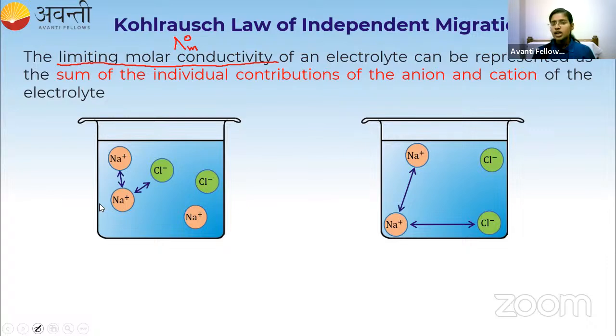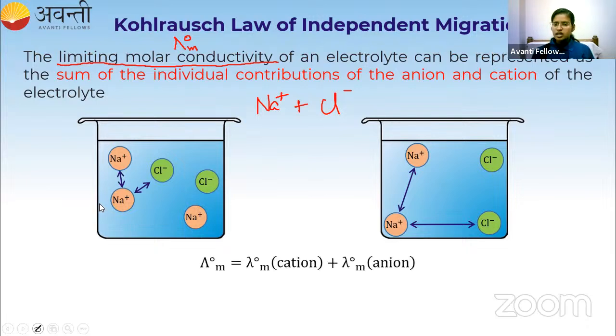So for any electrolyte, the limiting molar conductivity lambda m naught is represented as the sum of the individual contributions of anion and cation. I have Cl minus as anion and sodium plus as cation. If I add these two, it denotes the sum of both. It is actually the sum of the limiting molar conductivity of both. The whole thing is represented by capital lambda, and for the cation separately, you use small lambda. Both are lambda only, and both denote the limiting molar conductivity, which is the sum of the individual contributions of anion and cation.